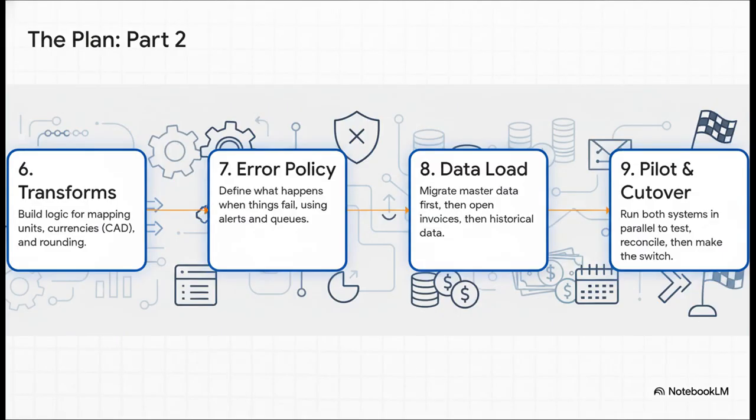Once that foundation is solid, then you get to build. You create the logic to handle all the little details, like currencies and rounding. And this one is huge. You have to define what happens when something breaks, because things will break. From there, you move your data over in smart stages. And for the final step, you run a pilot. You run both systems side by side to test, reconcile, and make sure everything is perfect before you flip the final switch.